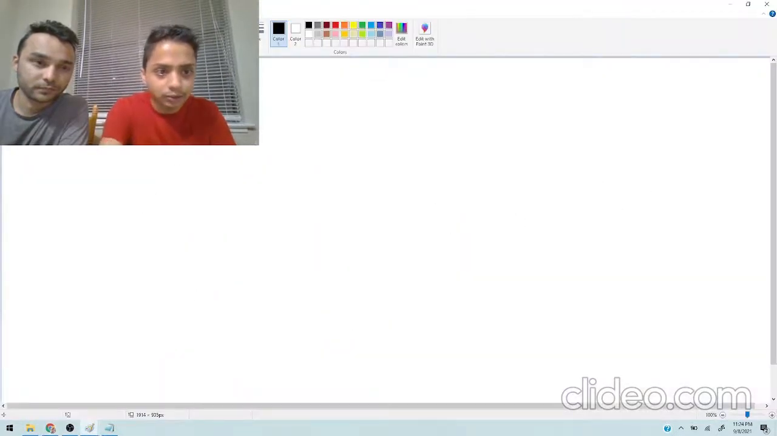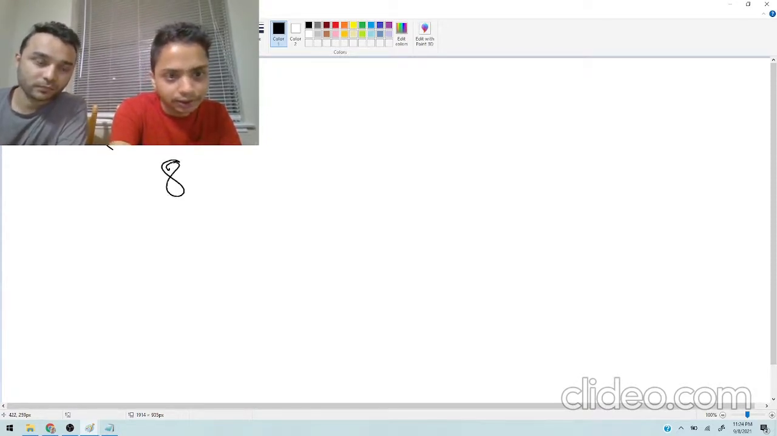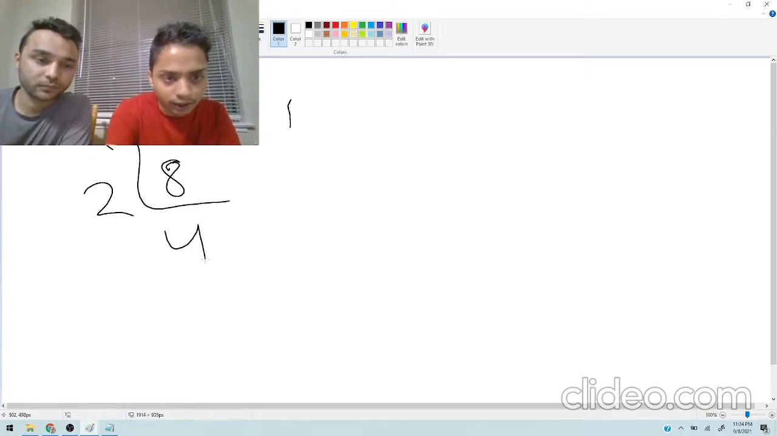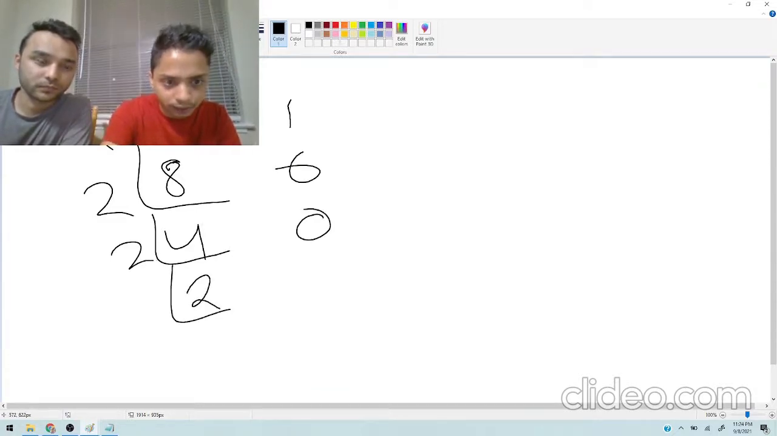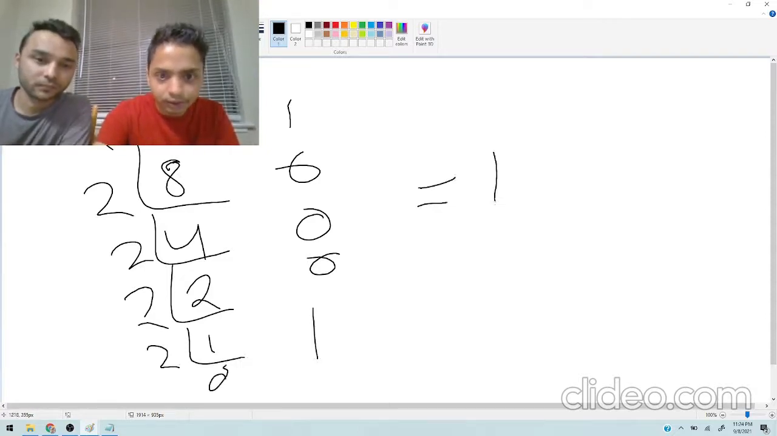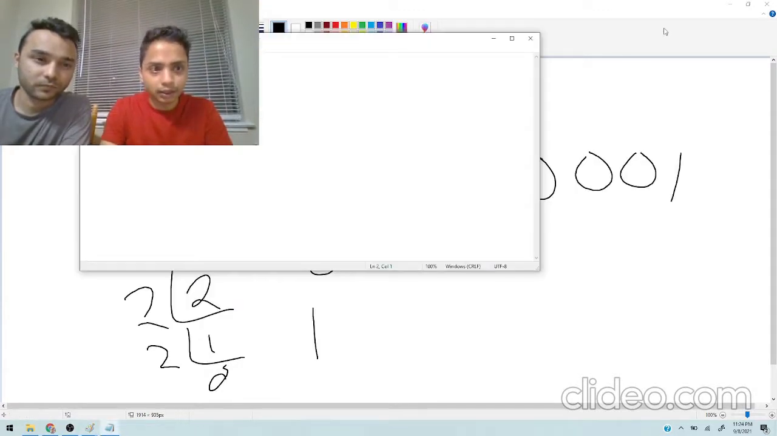The other number is 17. With the same logic, we divide 17 by 2 repeatedly: 2 eights are 16, remainder 1, 2 fours are 8, remainder 0, 2 twos are 4, remainder 0, 2 ones are 2, remainder 0, and 2 zeros, remainder 1. So 17 equals 10001.